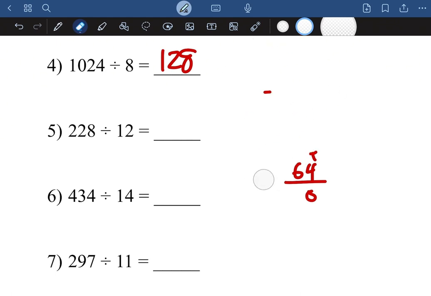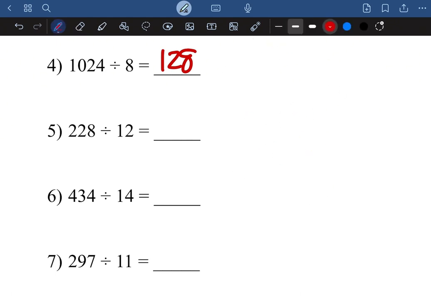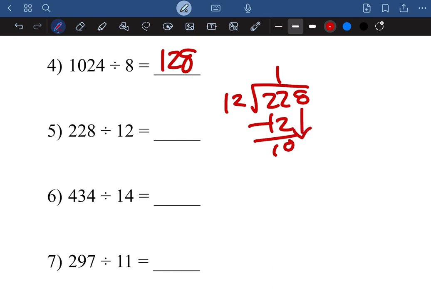Number 5, we have 228 divided by 12. 12 goes into 22 once. 22 minus 12 is 10. We bring the 8 down. 12 goes into 108 9 times. 9 times 12 is 108. And when you subtract those two, we get 0. So the answer for number 5 is 19.